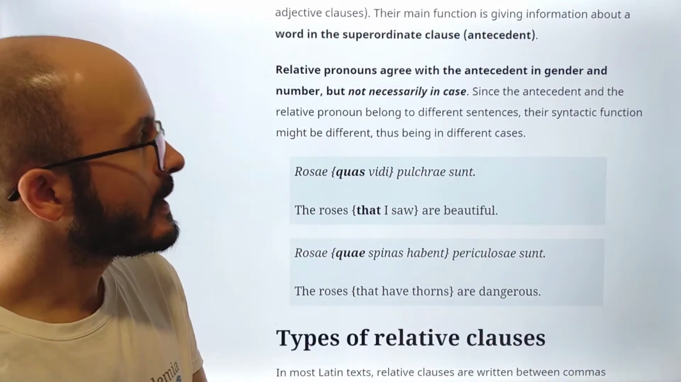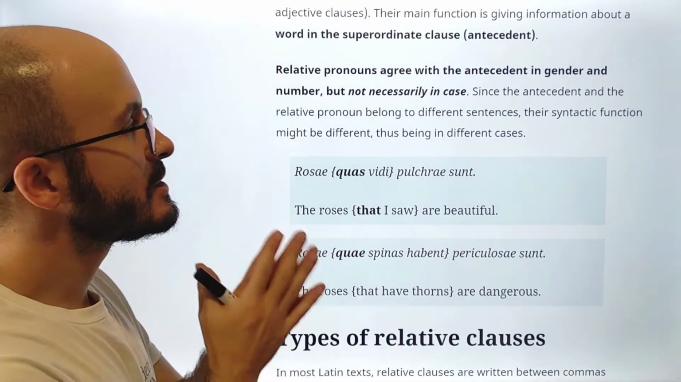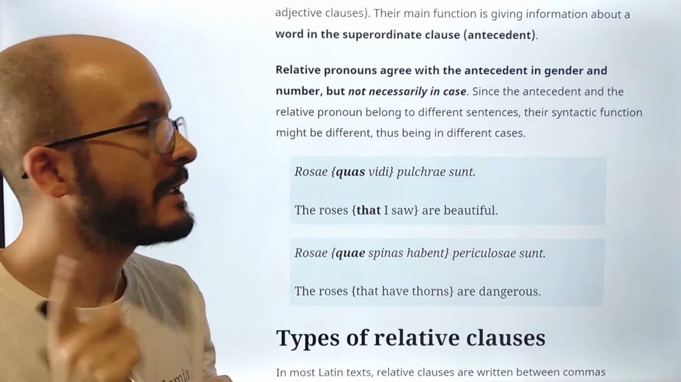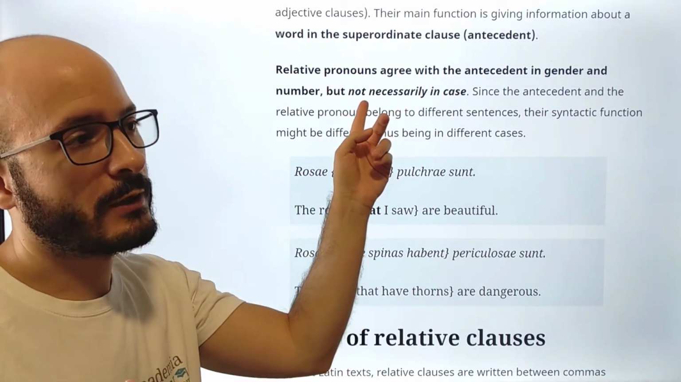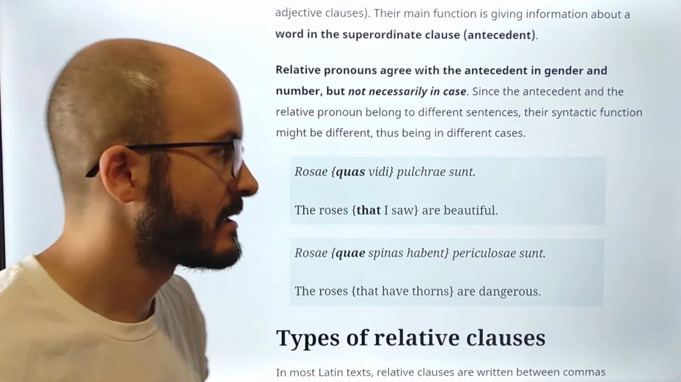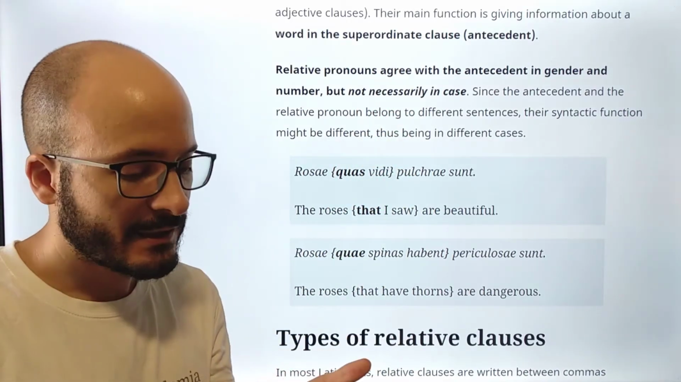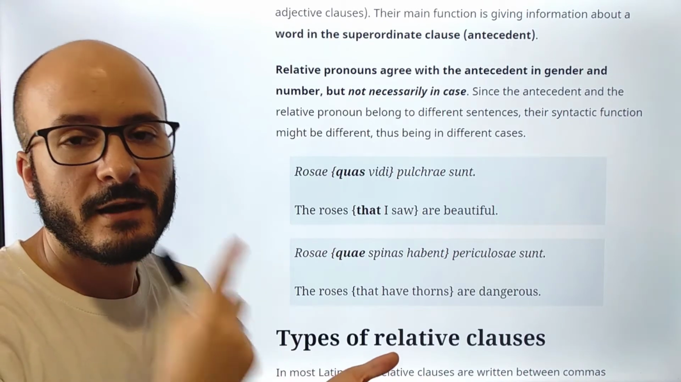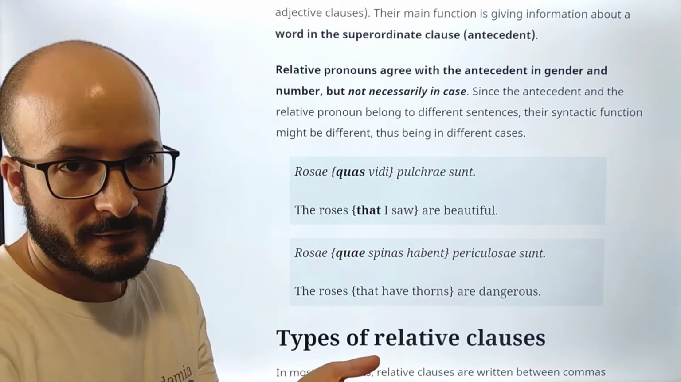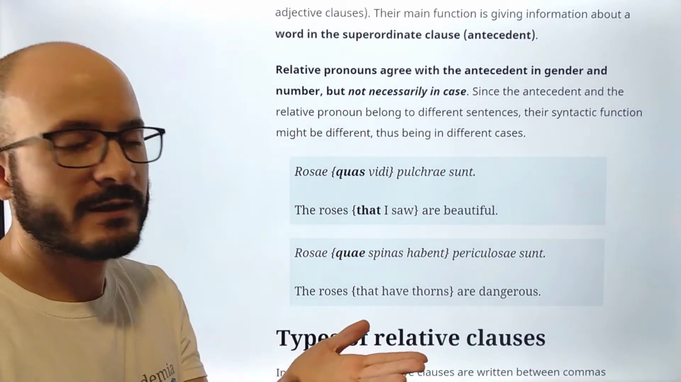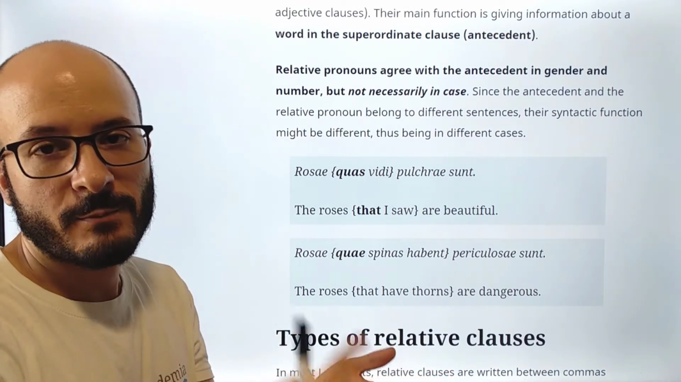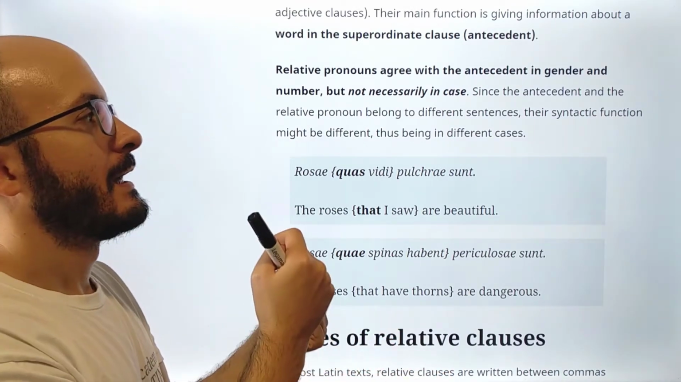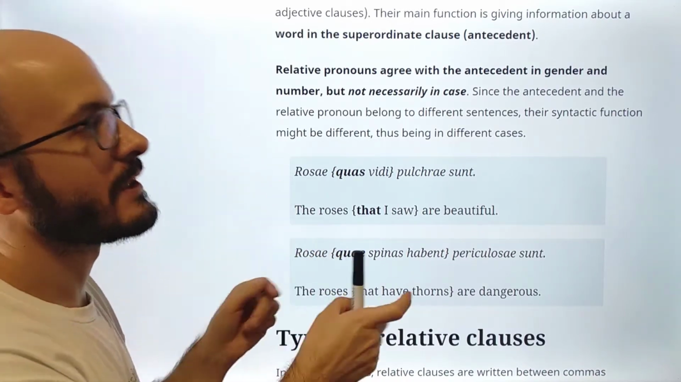Relative pronouns agree with the antecedent in gender and number, but not necessarily in case. This is important because always when we were talking about adjectives, we were saying the adjective agrees in case, number, and gender, and we were saying all the time gender, number, case, gender, number, case. Here, no, or not necessarily.